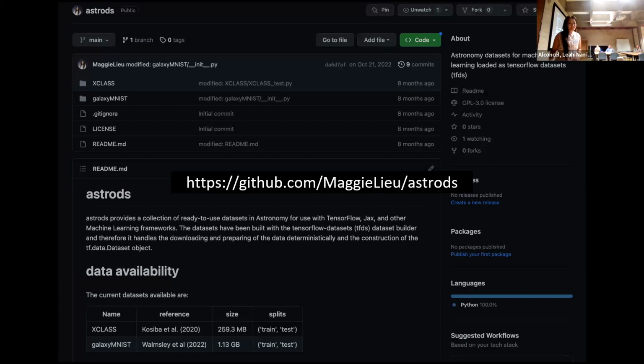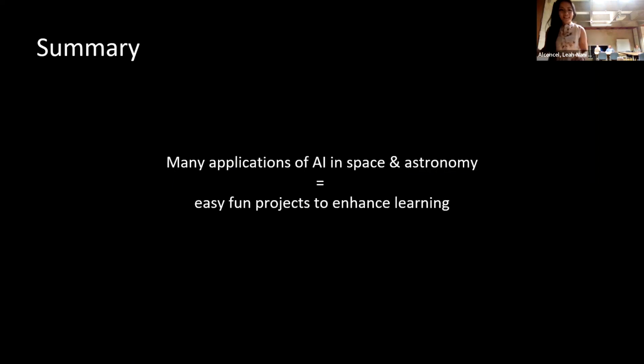Eventually it is open to use, so feel free to use it, and it's like a TensorFlow data set, which is quite easy to use if you use TensorFlow. You use it in the same way, essentially. So in summary, there are loads of applications of AI in space and astronomy. It makes for easy and fun projects to enhance learning. Hopefully I can take something away from that. Thanks.